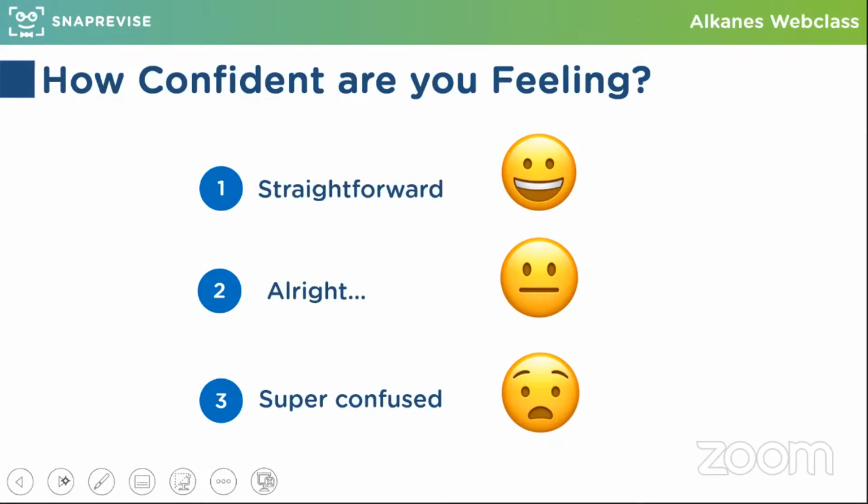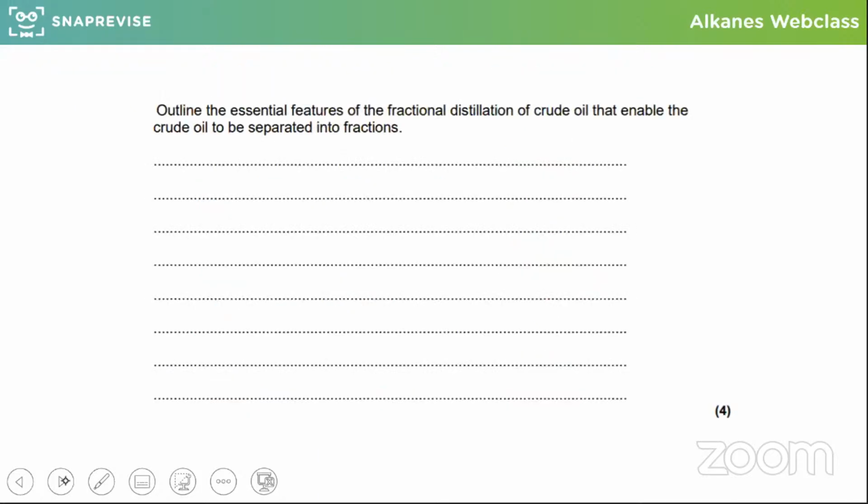Brilliant, fantastic, guys. Okay, so let's have a go then at an exam question. Feel free to stick some sentences in the chat. It says, outline the essential features of the fractional distillation of crude oil that enable the crude oil to be separated into fractions. So for those of you that feel able to, do you want to pop some sentences in the chat? What are the key features of fractional distillation that mean we can separate it into fractions?